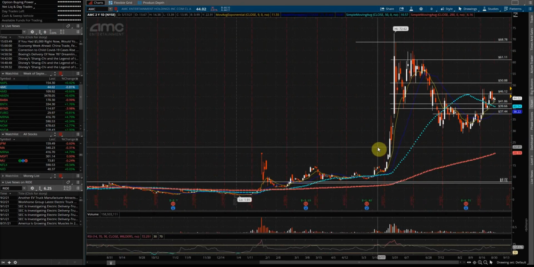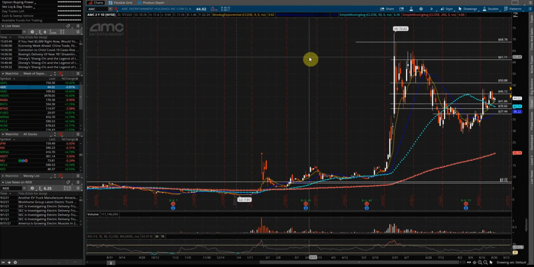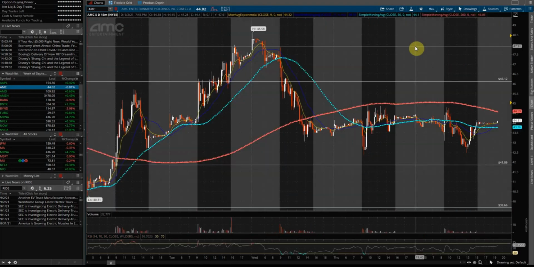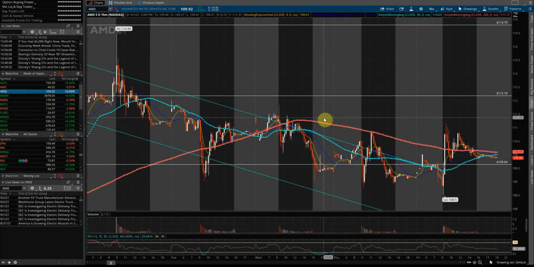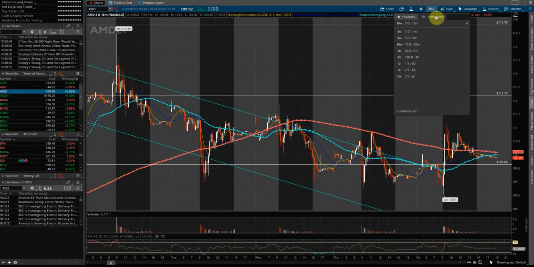RSI isn't something to be used alone, and it's not something to be totally obsessed with, but it's very important to watch without a doubt. One thing I like to watch for with the RSI is that it's not as important when you're in a position as when you're getting into it. You don't want to get into something that's at 80 RSI or something.